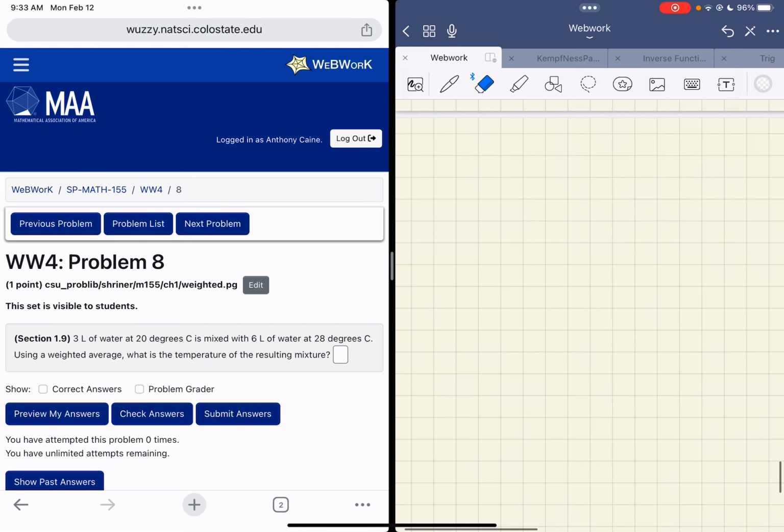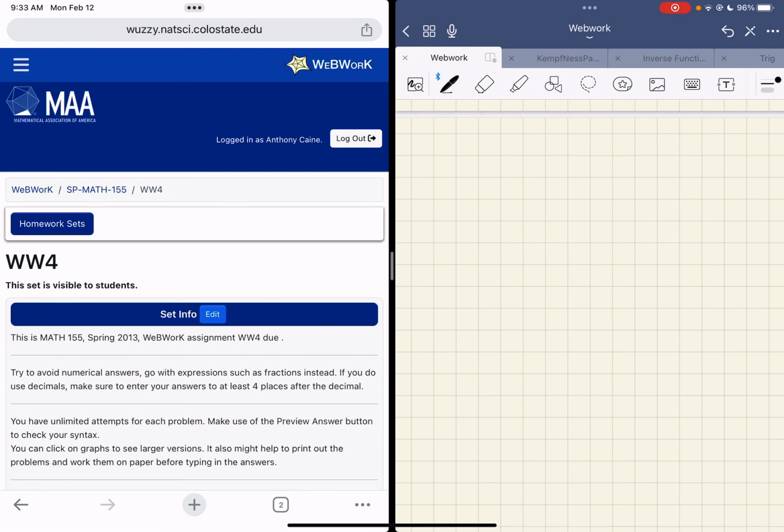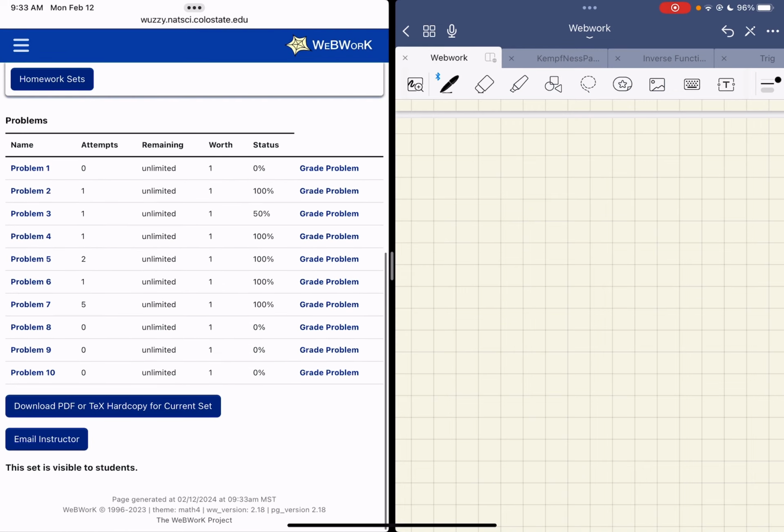Yeah, this is silly, just get a fresh page. How many more problems do we have? We're on 8. All right, only a couple more.